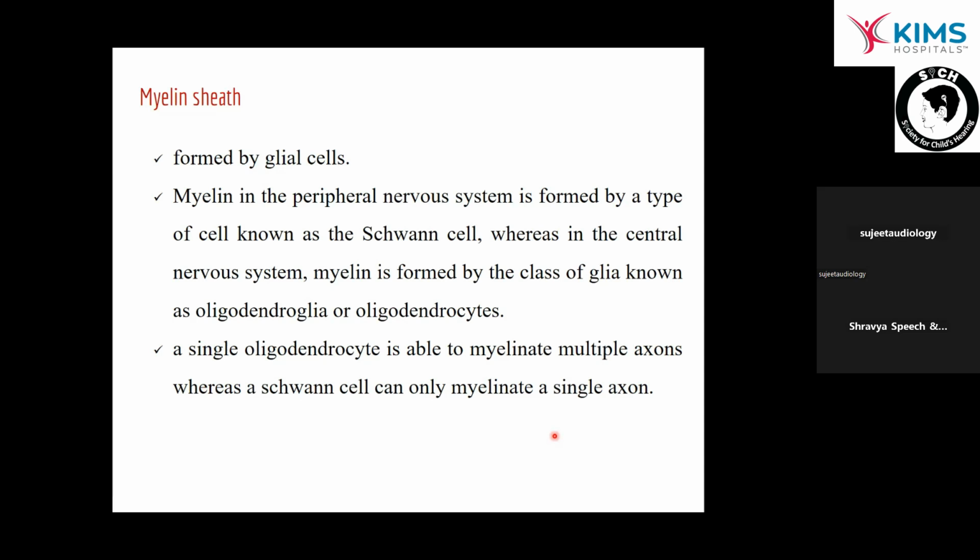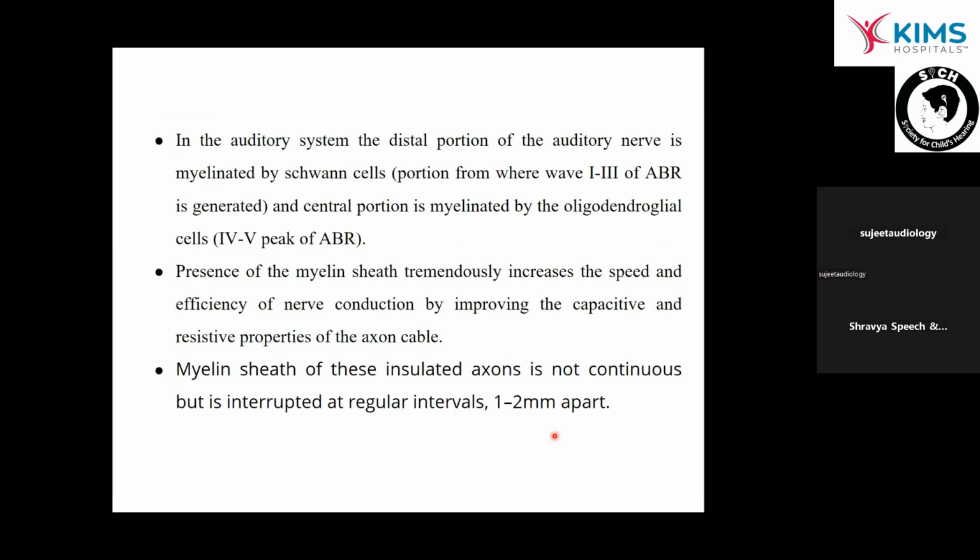Remember this one important point: all the peripheral neurons, such as your auditory neuron, are myelinated by Schwann cells, whereas neurons which are higher up at the cochlear nucleus, SOC, LL, or IC are all myelinated by oligodendroglial cells. Now, I say that the auditory nerve is myelinated by Schwann cells, whereas the cochlear nucleus is myelinated by oligodendroglial cells. To understand where the demarcation happens, look at ABR peaks. You know that you have ABR peaks 1, 2, 3, 4, and 5.